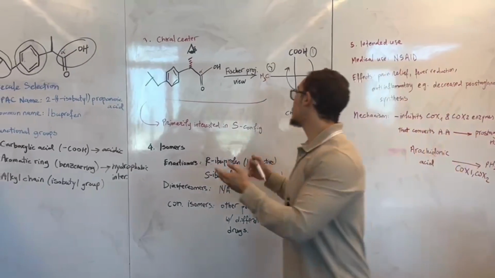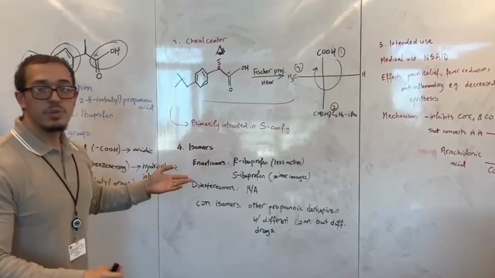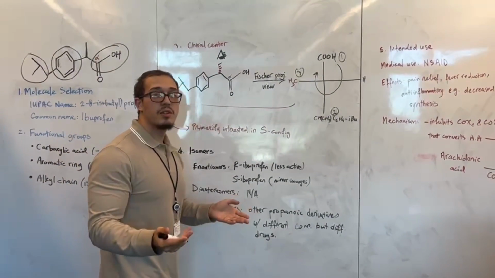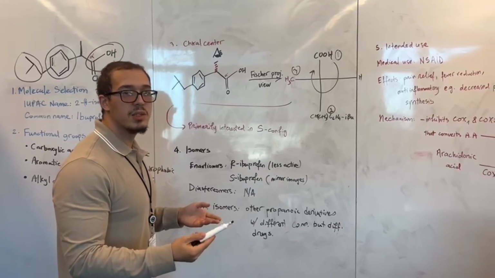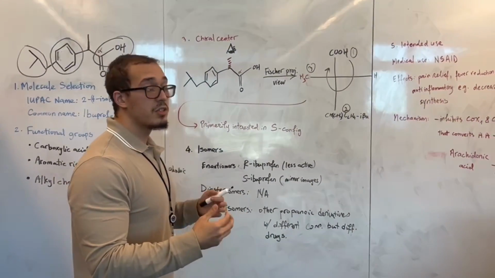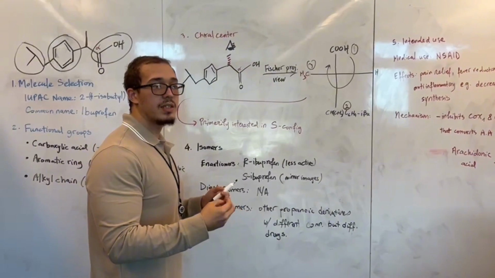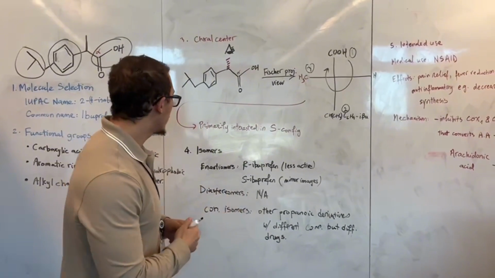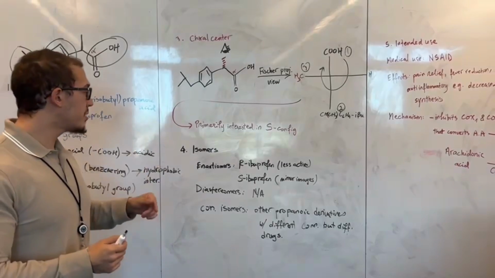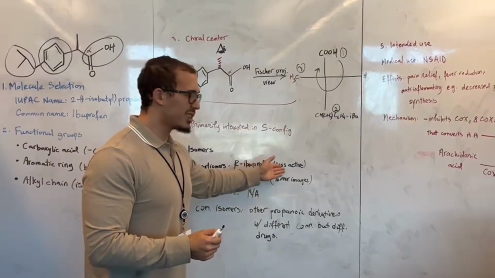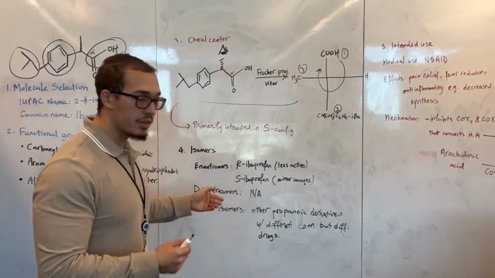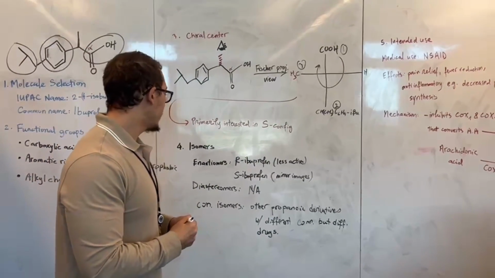But we're primarily interested in the S configuration because that's what offers the most therapeutic effects for ibuprofen. Fun fact, if you didn't know, some ibuprofens don't work as well as others because they sell it as a racemic mixture instead of an enantiomerically pure S configuration. So R doesn't really work as well. But speaking of enantiomers, we have the R ibuprofen, which is the less active form, and S ibuprofen, the mirror image of the R ibuprofen, and the one that is more active.